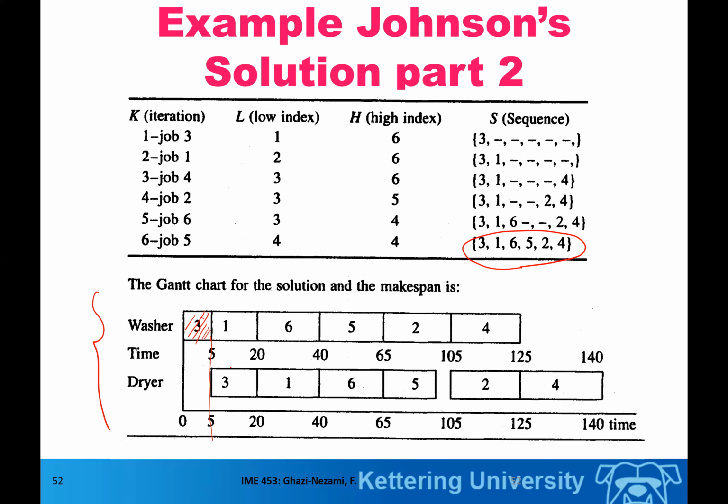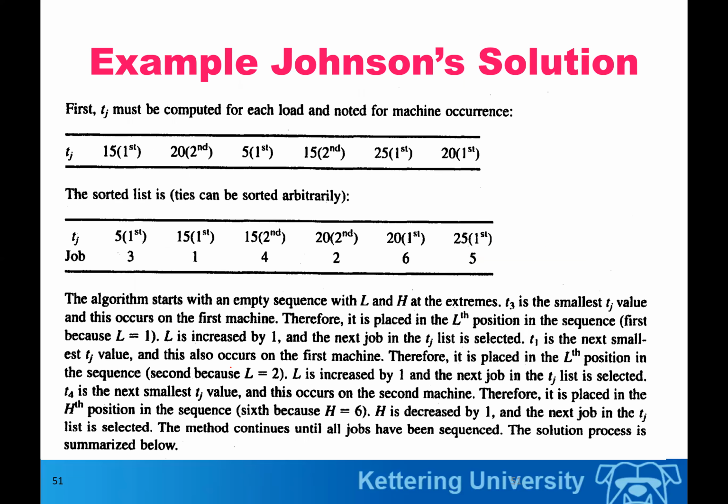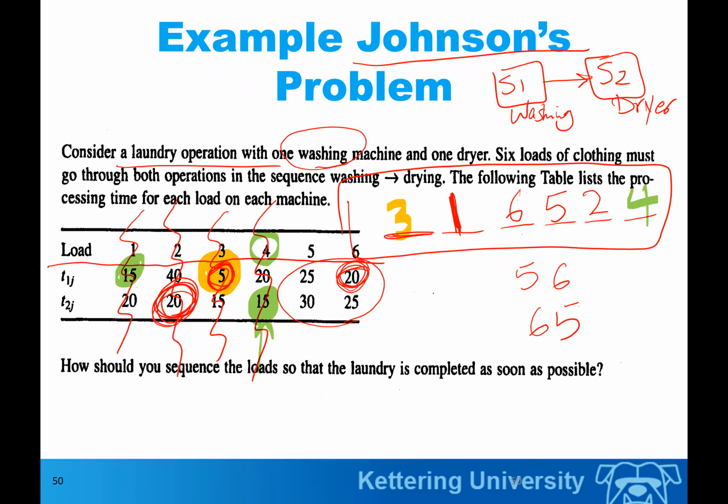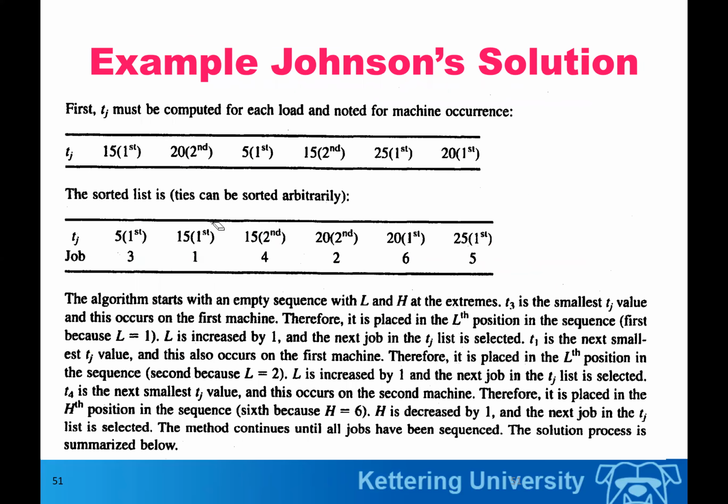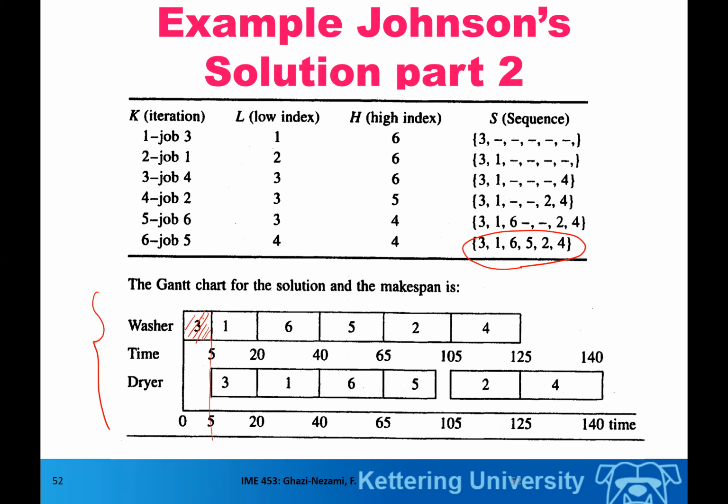On station 2, job 3, how much time does that need? On station 2, it will require 15 minutes. Look at here, 15 minutes is what you need on station 2 for job 3. So I have 15 minutes starting from time 5, and it goes all the way to time 20. So I place job 3 on both machines, first washer and then dryer. After that, for example, I place job 1.